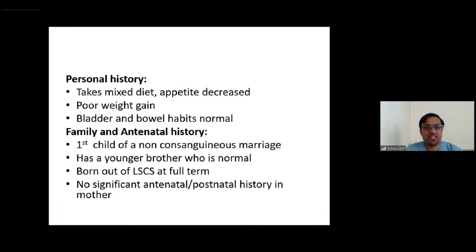In personal history, the patient takes a mixed diet. However, the appetite is decreased. There is poor weight gain. The bowel and bladder habits are normal. In family and antenatal history, the patient is the first child of a non-consanguineous marriage, having a younger brother who is normal. The patient was born by cesarean section at full term, and there is no significant antenatal or postnatal history in the mother.